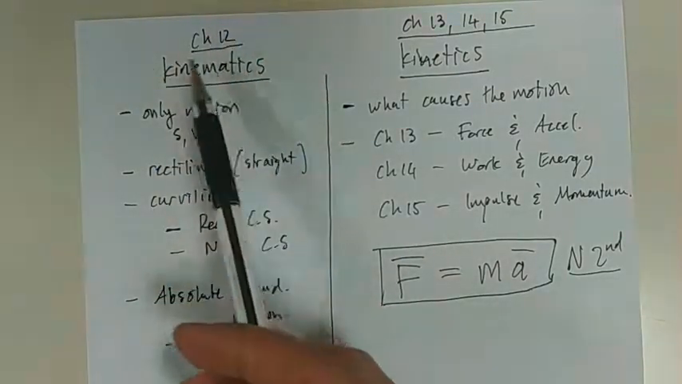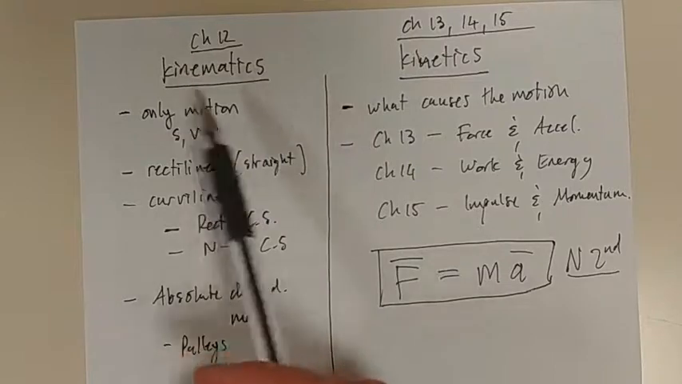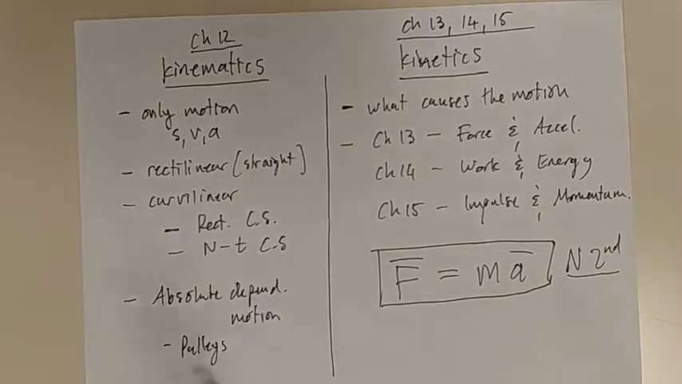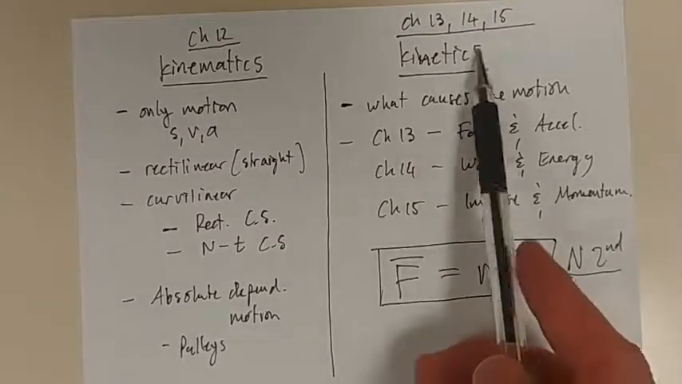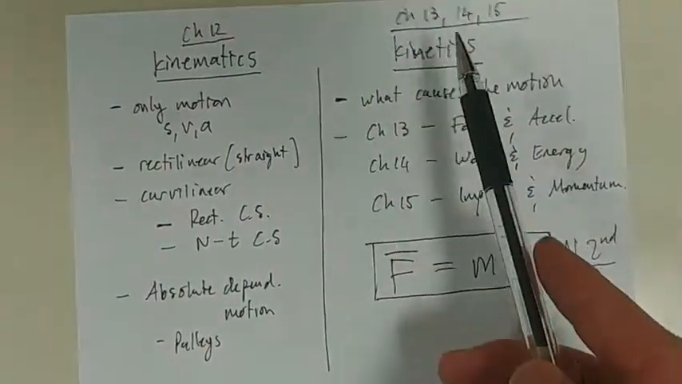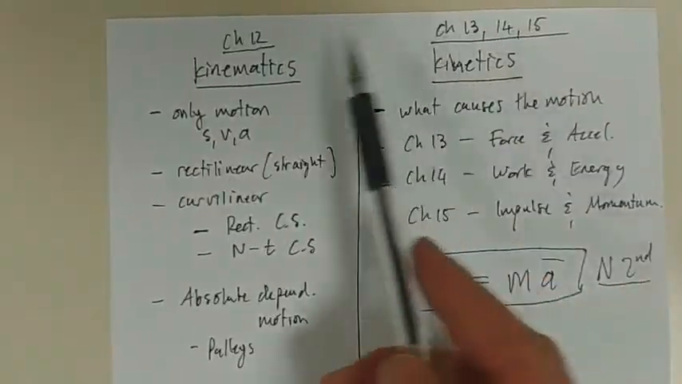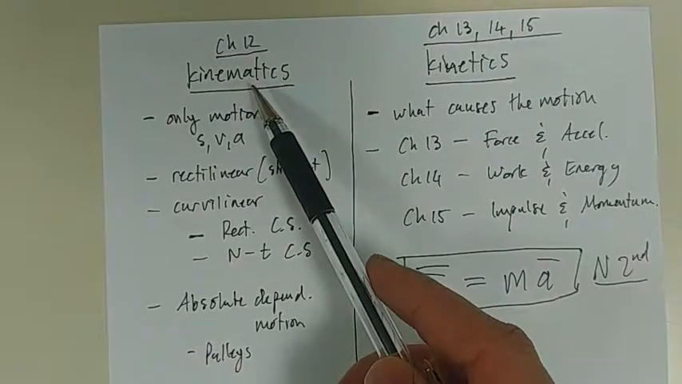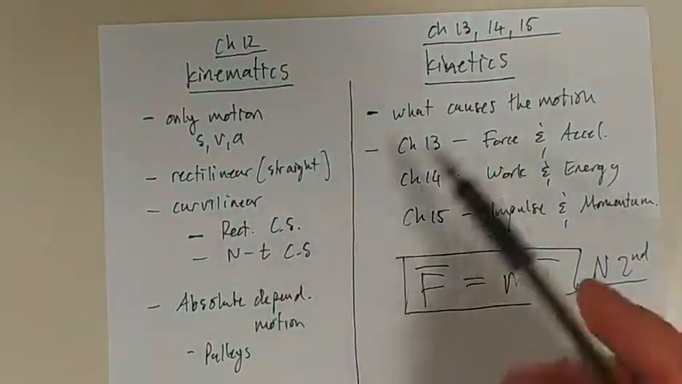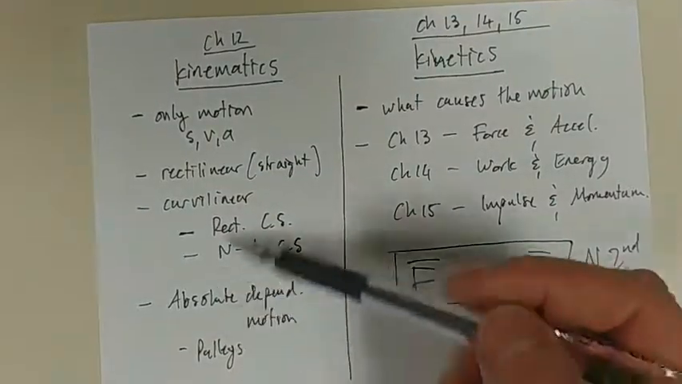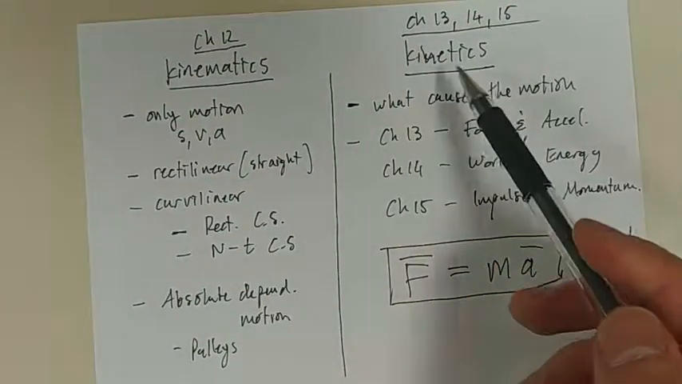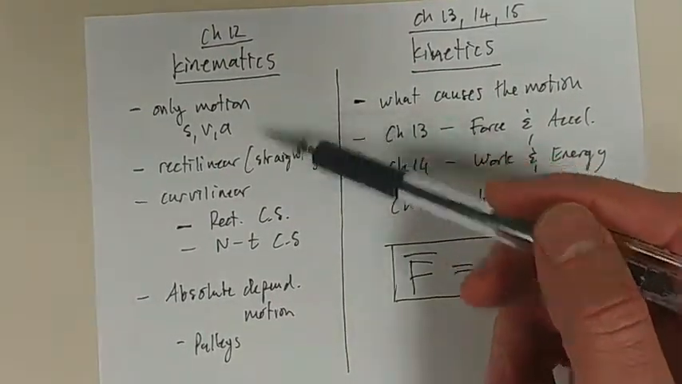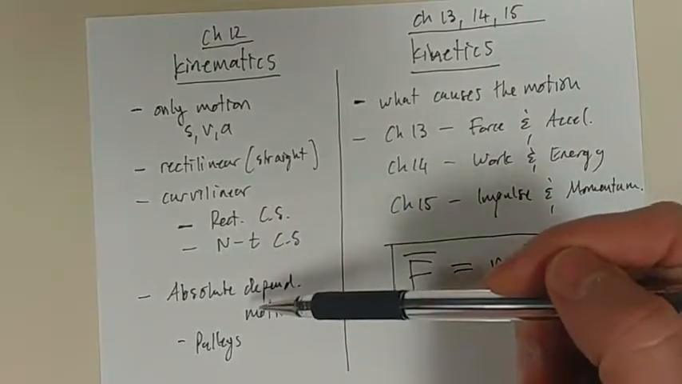I'll basically just do a video that's dedicated to reviewing chapter 12 in one video. Hopefully that might help. But in order for us to understand kinetics, which is chapters 13, 14, and 15, it's very important that you've got your basics down for kinematics, okay? So kinetics is based on kinematics. If you don't understand kinematics, your kinetics will really suffer a lot, okay? So it's very important that you revise chapter 12, kinematics.